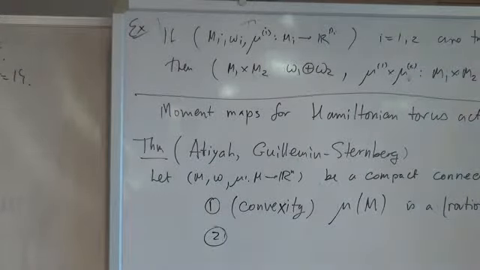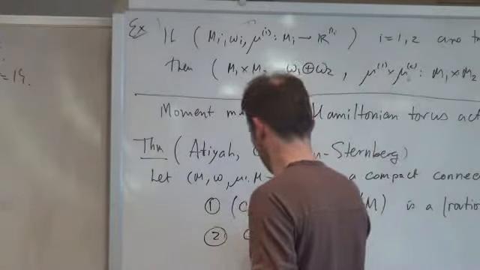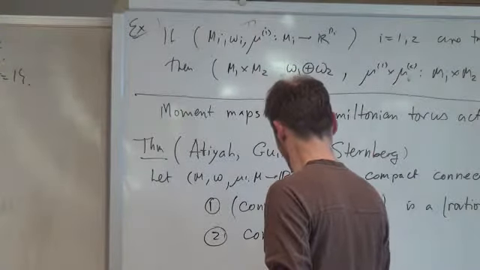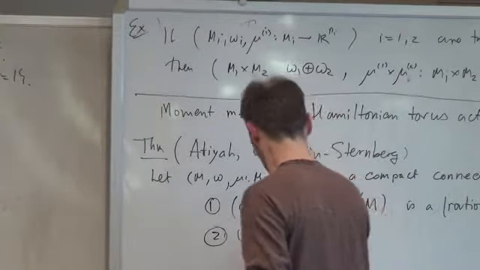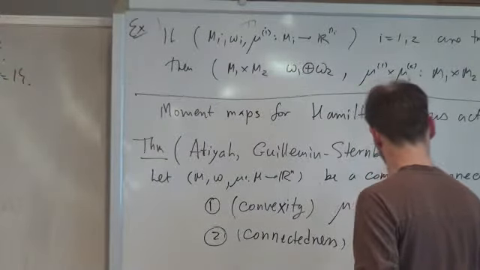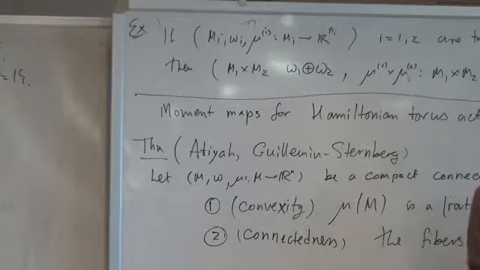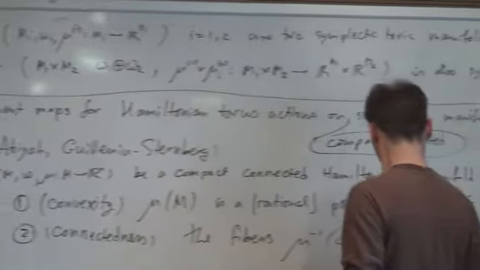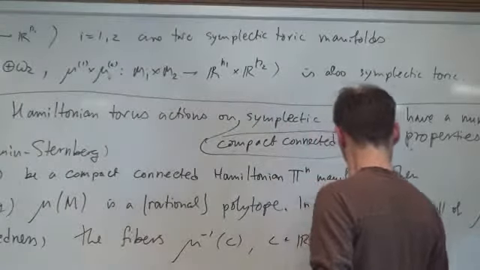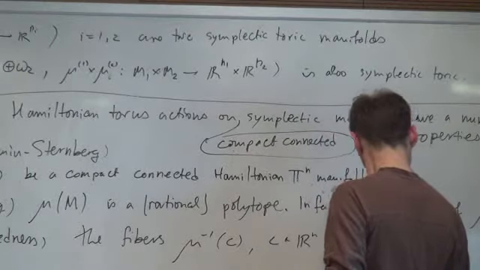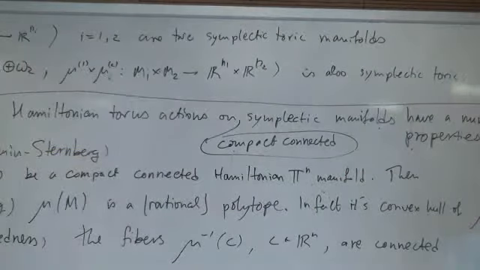And the second one is called connectedness. The fibers, mu inverse of c, c in R^n, are connected. Which is a little strange because if somebody hands you a vector space valued map, why on earth its fibers should be connected?